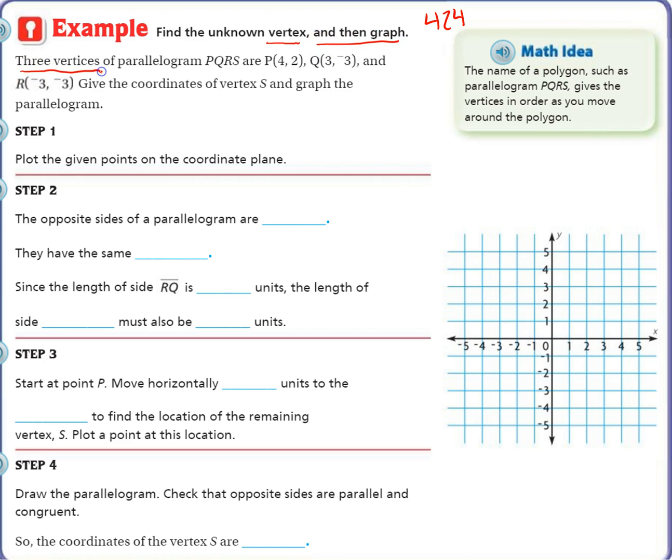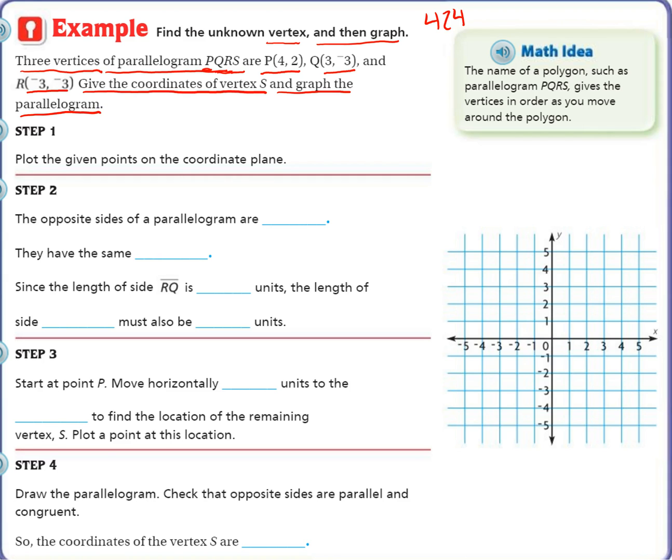So we have three vertices, or three corners, of a parallelogram, and these are the points P, Q, R, and S, and we connect those points to make the parallelogram. So we're going to have a point at P at 4, 2. Point Q will be at 3, -3, and point R will be at -3, -3. And then we need to give the coordinates of the vertex S and graph the parallelogram.